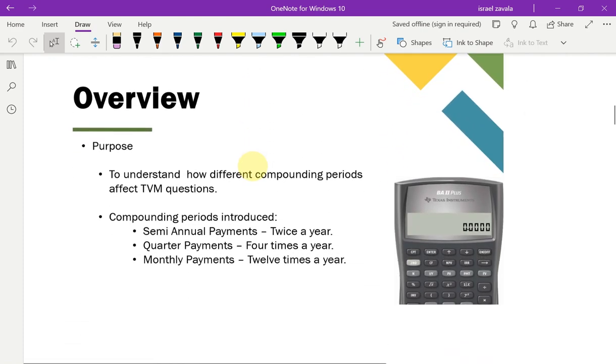All right, so quick overview. The point of this video is to understand how different compounding periods affect time value of money questions. We're going to learn about the different compounding periods. For example, semi-annual payments are twice a year. Quarterly payments are 4 times a year, and monthly payments are 12 times a year.